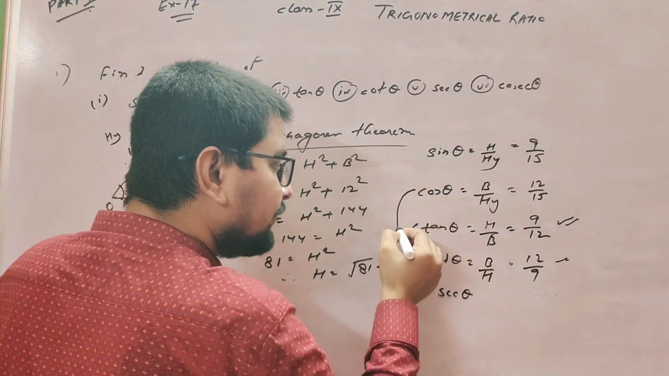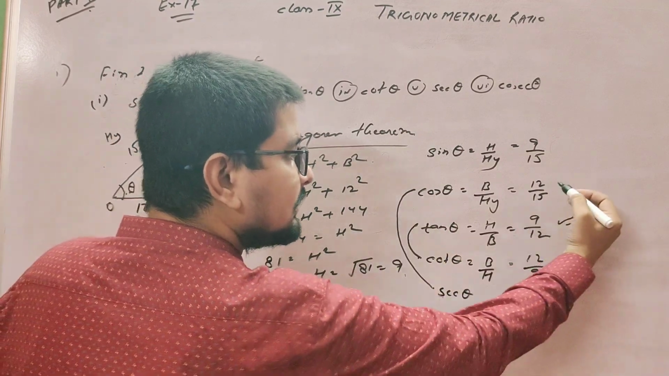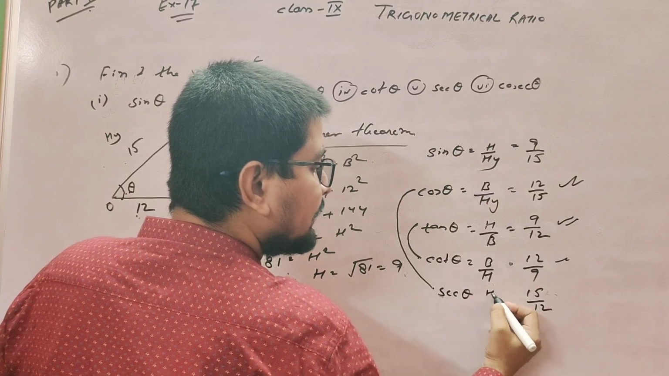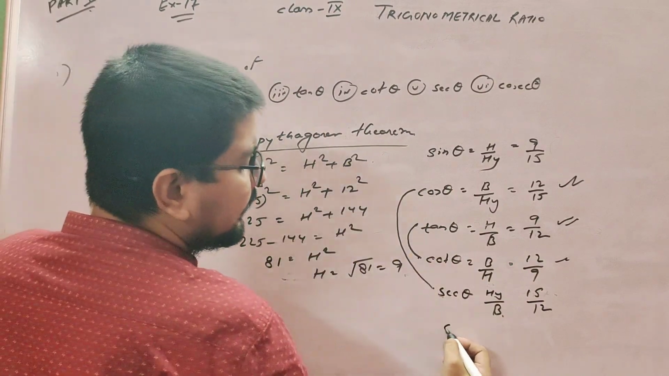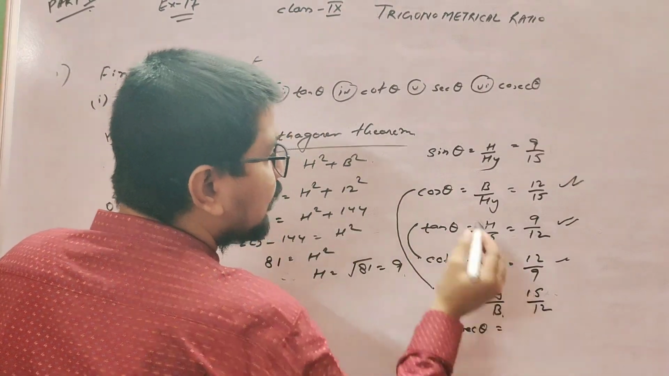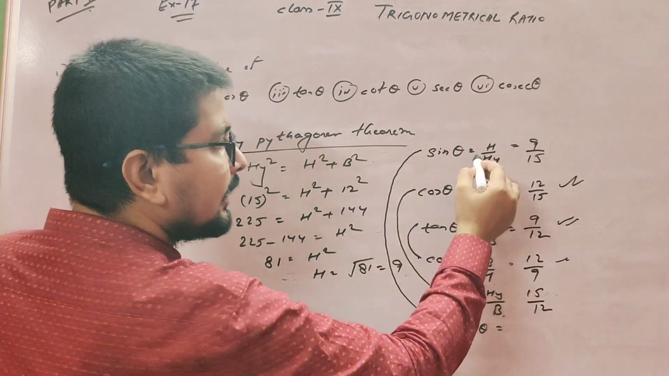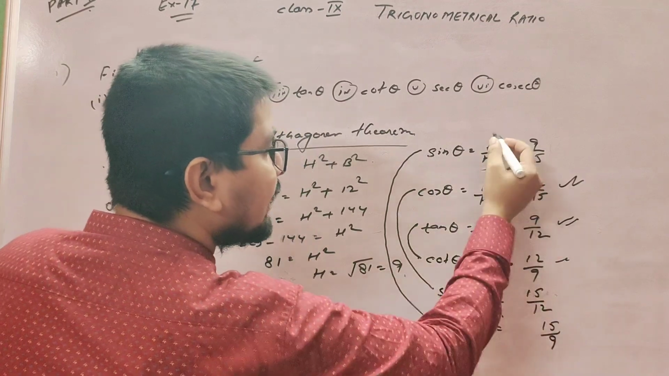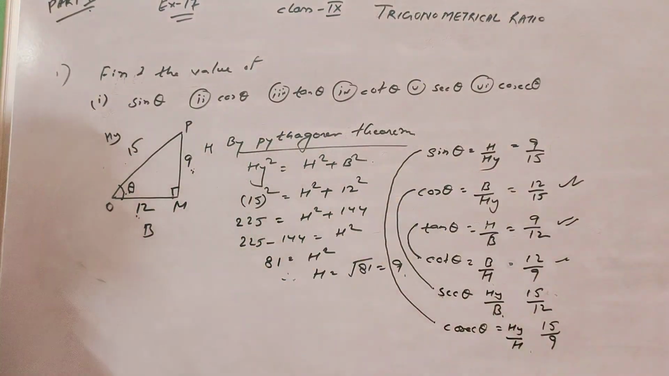You also write down, we know that cos theta is the reciprocal of sec theta. So if cos theta is 12 by 15, then sec theta is 15 by 12, and the formula is hypotenuse by base. Okay, now the turn for cosec theta. We know that there is a reciprocal relation between sin theta and cosec theta. If sin theta is 9 by 15, then cosec theta is 15 upon 9, and the formula is the reciprocal, that is hypotenuse by height. Okay, note.